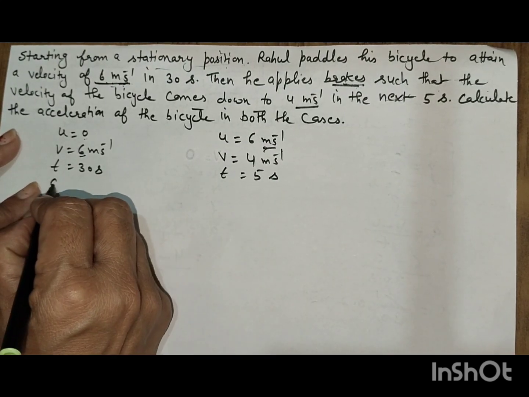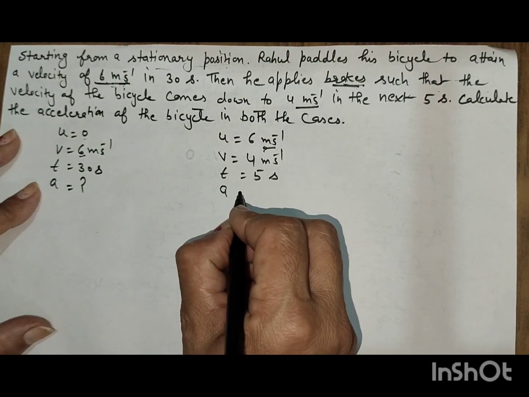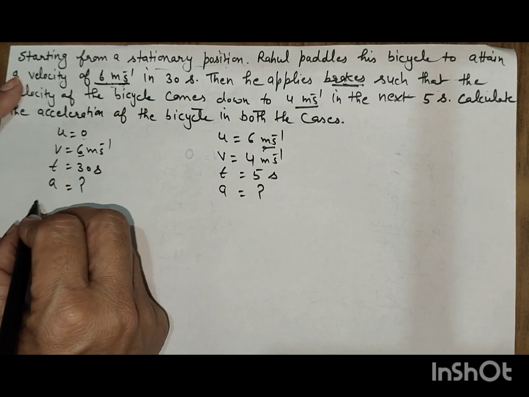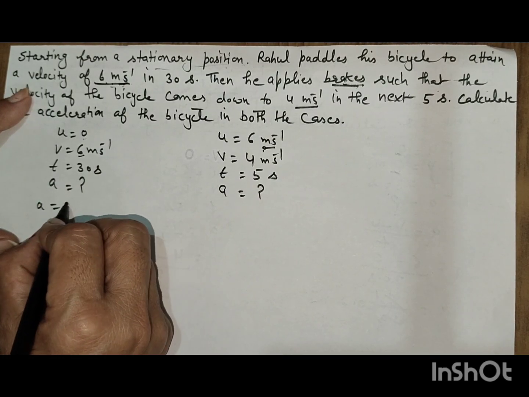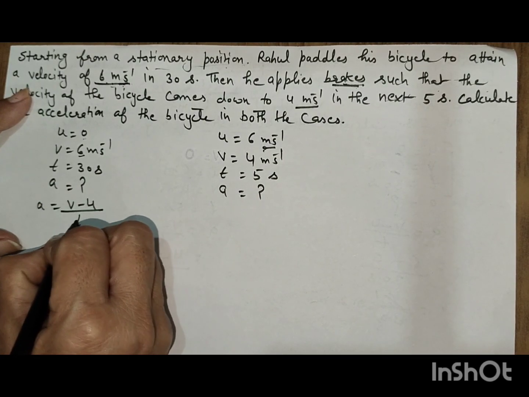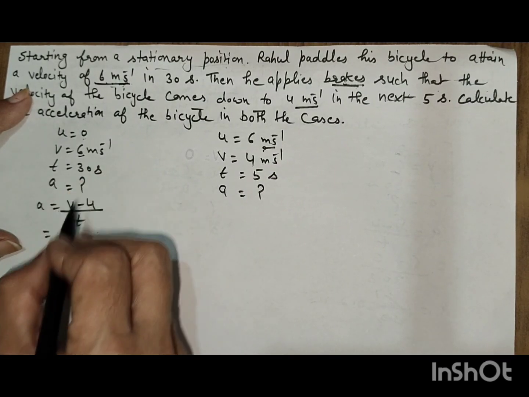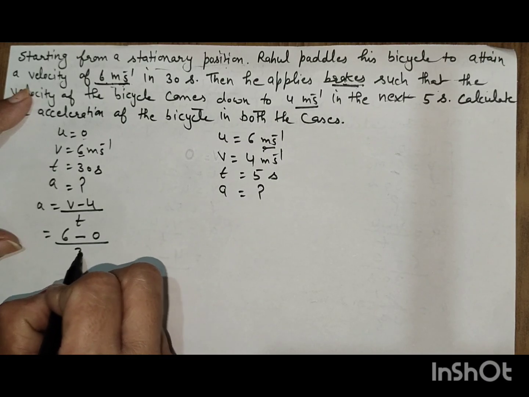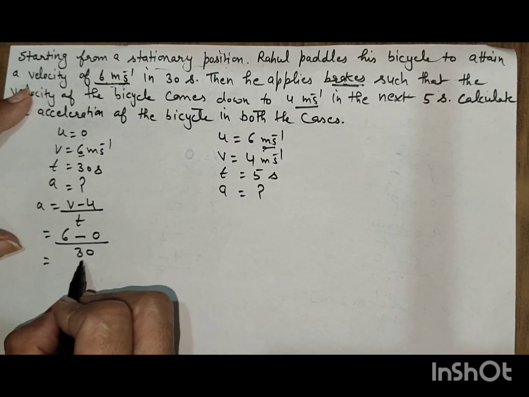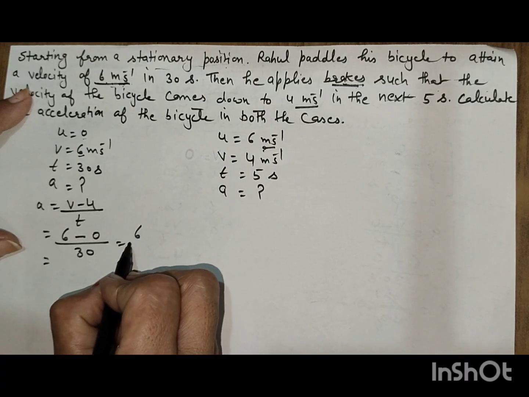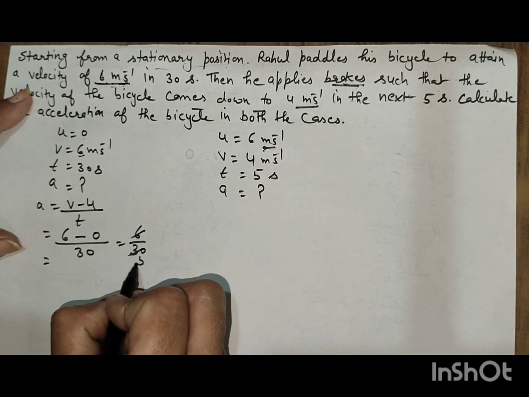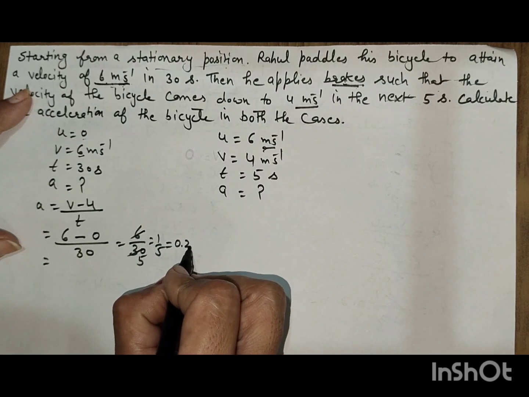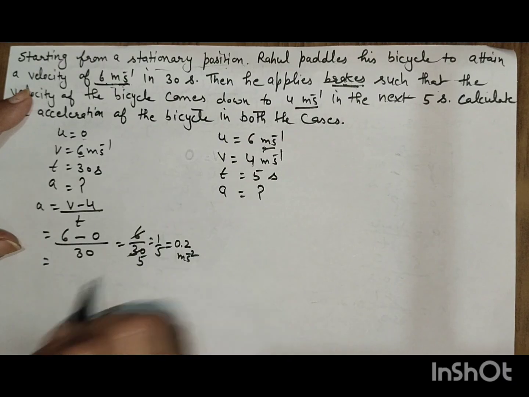Now calculate the acceleration. We have to calculate the acceleration in both the cases. Now formula is a is equal to v minus u by t. Now put the value. v is 6, u is 0 and t is 30 seconds. 6 minus 0 is 6. 6 by 30, 6 5s are 30, 1 by 5, or it will become 0.2 meter per second square.